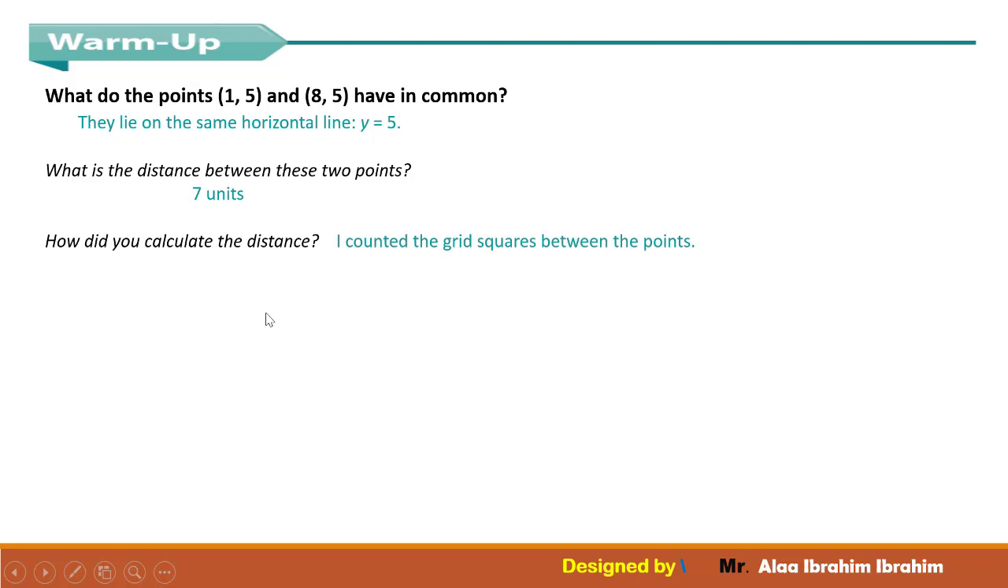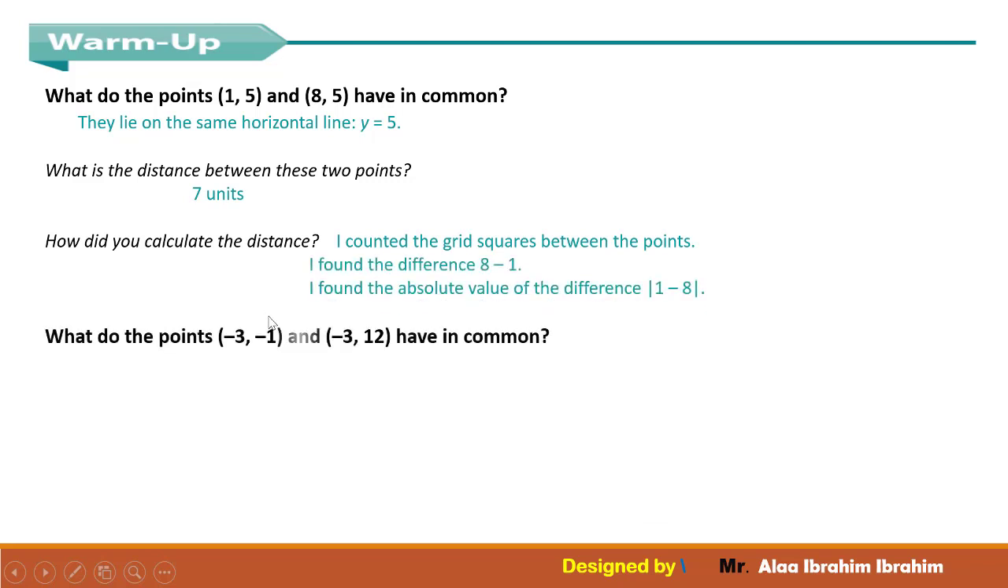Now we're going to another example. If you're going to another 2 points like this, we have something common here. The common this time is the x-coordinate, x equals -3. How do I find the distance between these 2 points? I found here 12 and -1. They have different signs, so I have to add them together. This is the second trick, or the keyword here: if I have different signs, I have to make it plus.